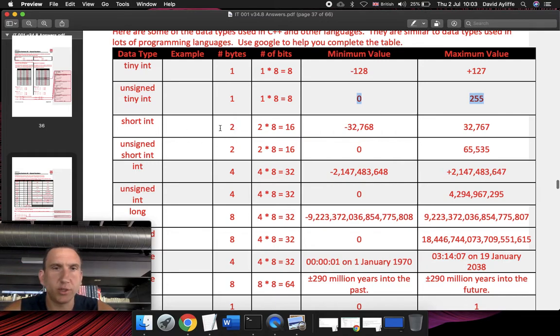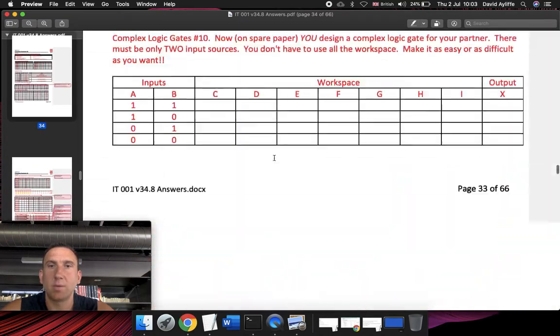A short integer, 2 bytes wide, 16 bits wide. Negative 32,768 through to 0 through to positive 32,767. Unsigned short int, the same size, the same width, but our values start at 0 and go up to 65,535. And this number, 65,535, we became familiar with.